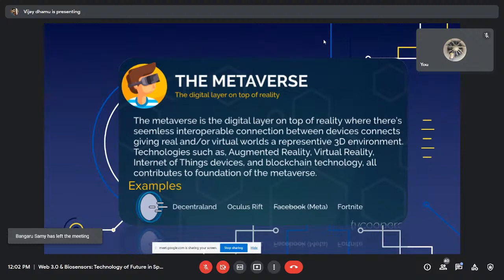We can even interact and play games. We can try new sports equipment like a cricket bat or a tennis racket, see how good it is in the metaverse, and then maybe use it in the real world. So the metaverse is one of the big things and it will be growing very soon. In the very near future, it will be replacing the Facebook that we have now.